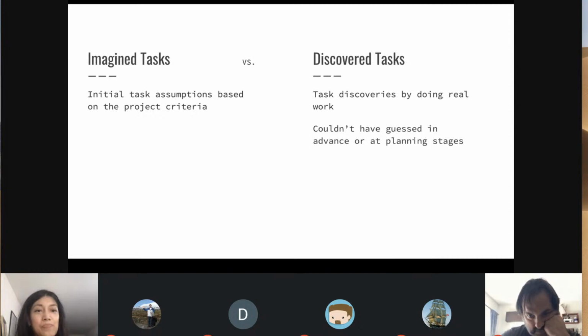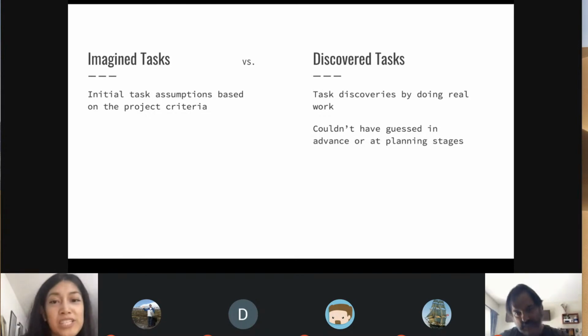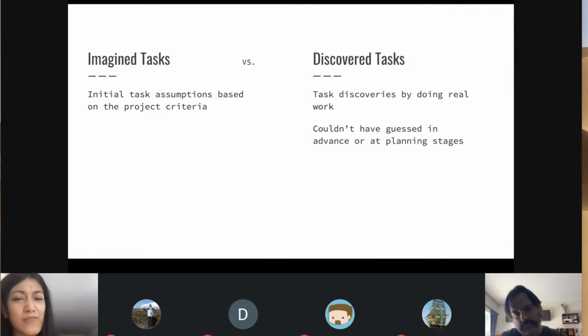So when you're actually planning the tasks, they define imagined tasks versus discovered tasks. The imagined tasks are the initial tasks that you would assume you would have to do, based on the initial lead of the scope and the bet, the start of the project based on the criteria. And the discovered tasks are discoveries made by doing the real work. A task that you guess in advance, at planning stages, you come across this a lot.